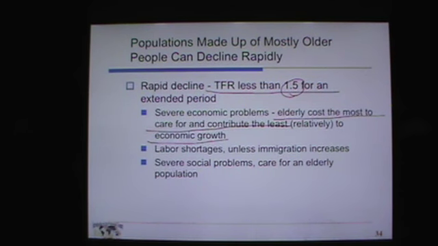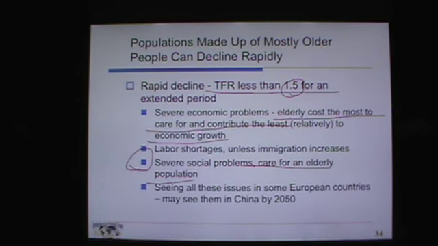You can end up with, and they're running into this, certainly in Scandinavian countries, severe social problems when you have to care for that elderly population. We see all these issues in some European countries, and we may see them in China. Remember, I said in the last lecture, I believe, that the population of China is projected to decrease by 100 million, which is a lot of people, between 2025 and 2050. And that will only bring their total population from 1.5 billion down to 1.4 billion. But nevertheless, their age structure is starting to turn upside down.